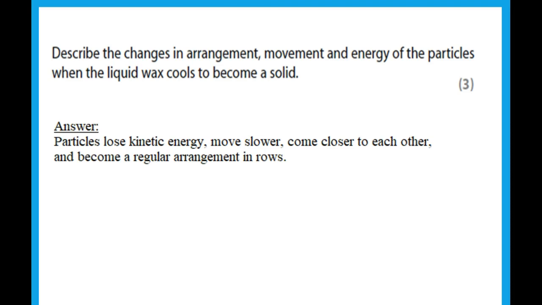Now, when they lose kinetic energy, that means the particles will start to move slower. When they move slower, then they come closer to each other in that order. And when they come closer to each other, they will become a solid, and you should know that that means they will become a regular arrangement in rows. So in that case, we have talked about the energy, that they will have less energy. We have talked about the movement, that they will move slower. And we have talked about the arrangement, that they will come closer and become regular arrangements in rows.